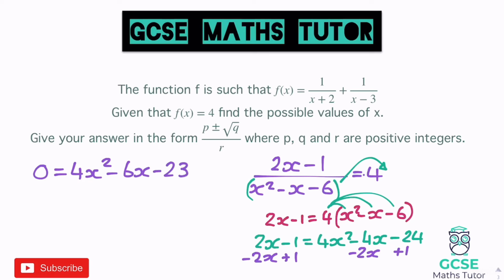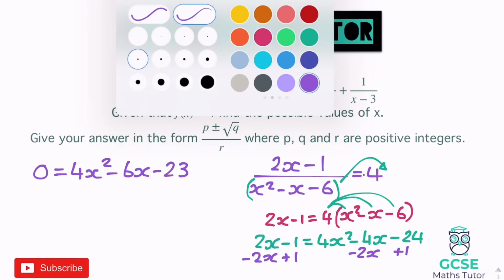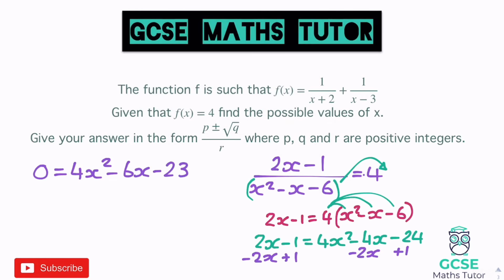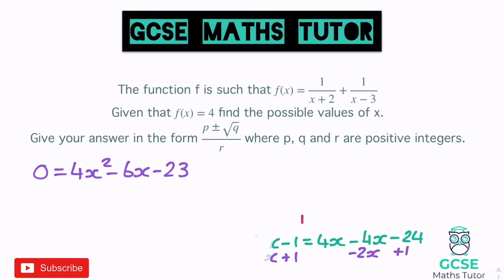There we go. So we've got our quadratic equation now, it equals 0, and it says give it in the form p plus and minus root q over r, where p, q and r are positive integers. So obviously what we need to do is think about our solution here, and that gives us a big hint that it doesn't factorise. So we're going to put it into the quadratic formula.